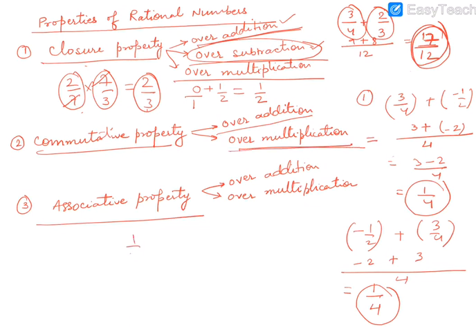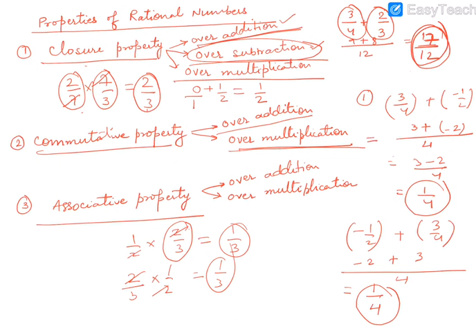I'm giving 1 by 2 into 2 by 3. What will be the answer? 2 cancelled, 1 by 3. And now change the sequence. First I'll write 2 by 3. I have changed the sequence. What was written last, I have written first. Again you can see 2 cancelled, 1 by 3. In this case also you can see that the answer remains same. So when we multiply two rational numbers in any sequence, the answer remains same. This is known as commutative property over multiplication.